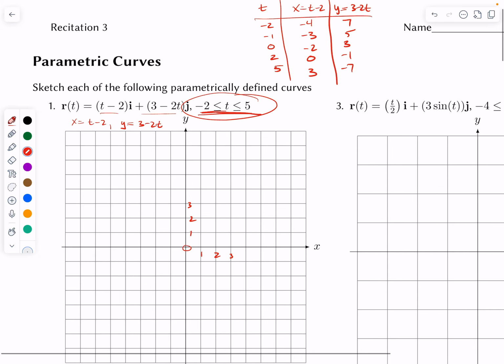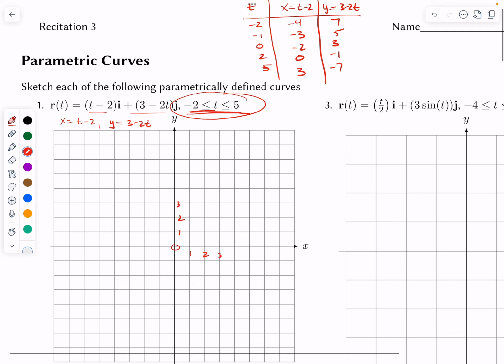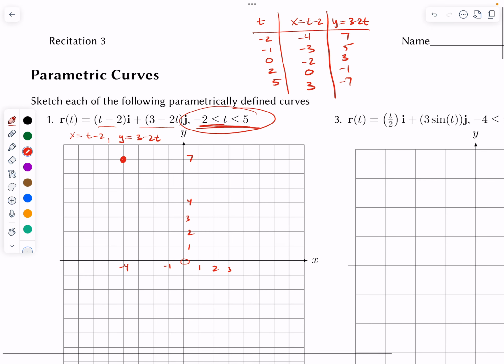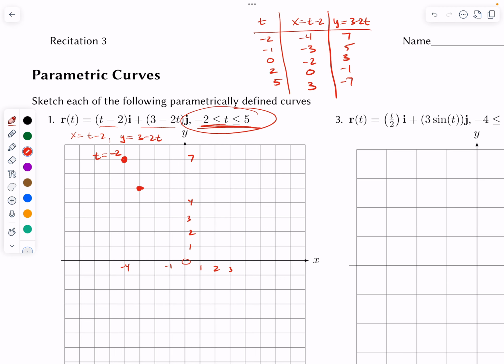So when t equals -2, I get -4 and 7. Let's see, -1, -2, -4, 5, 6, 7. So that's right here. There's t equals -2. When t equals -1, I have -3 and 5. T equals 0 is -2 and 3. I think you can probably see where this is going.